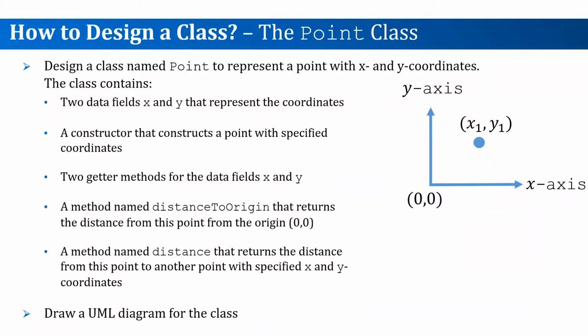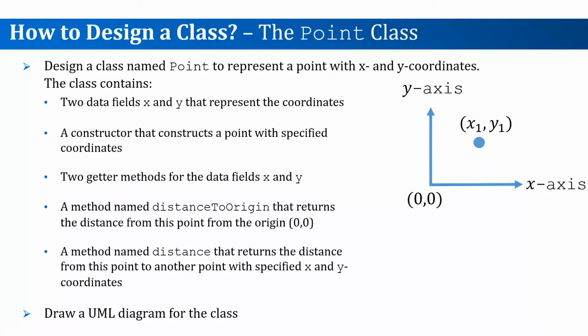You can either use the default constructor and then use set x, set y to change the location of the point. Or you could design your own constructor, the constructor that takes x and y, and it automatically sets the point to those x and y coordinates. Then the other thing that we want to do is to have two getters, right? Get x, get y to get the coordinates.